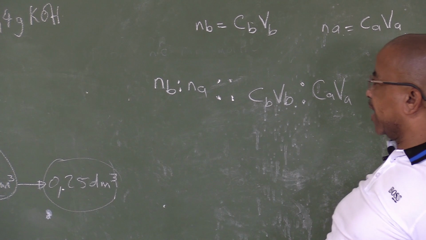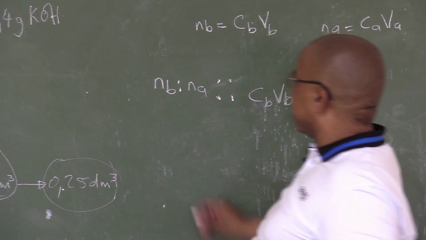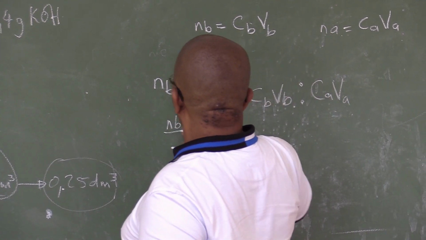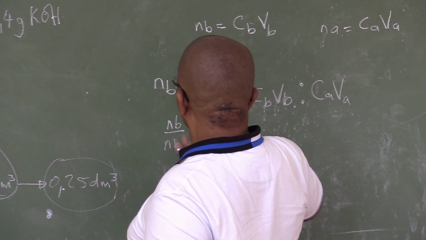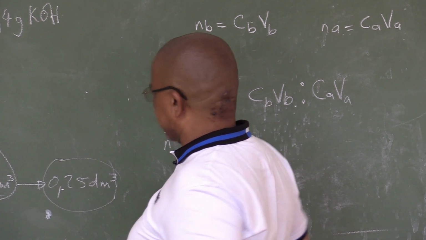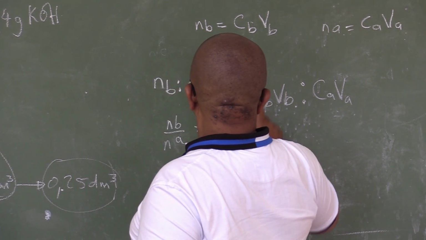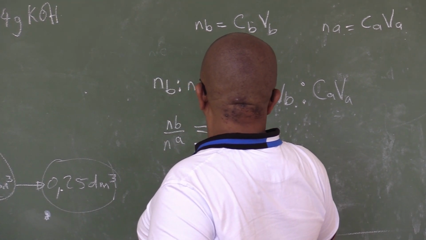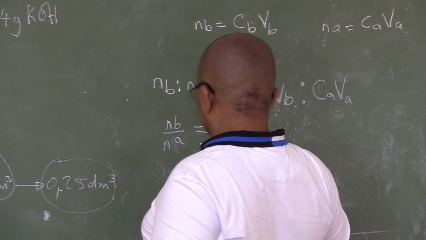Okay, ake sishaye lapho. Sekuzoba yini na number of moles of base over number of moles of the acid. Number of moles of the acid is as what? Concentration of base, volume of base over concentration of acid, volume of acid.